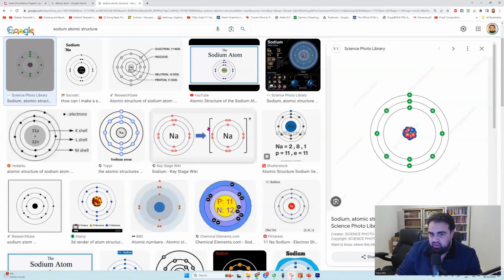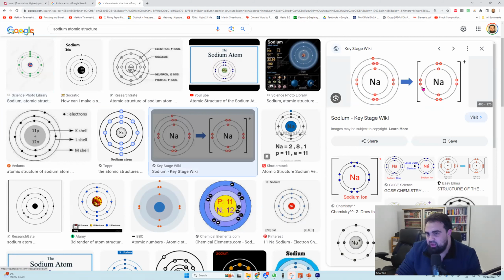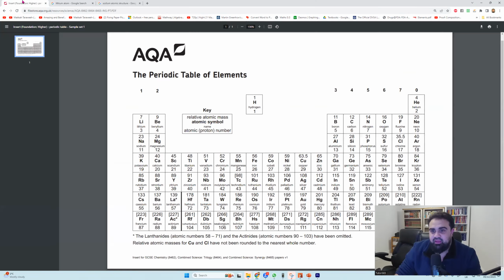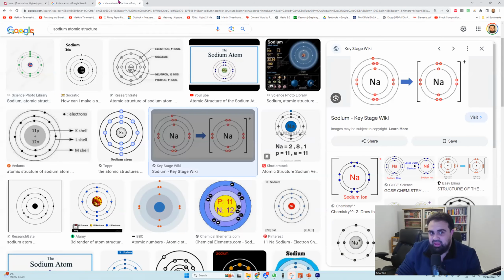And you see it loses that 1 to become a +1 ion. Do you see that? And that's why if you look on our data sheet as well, sodium has a +1 charge. Now, bromine is here. Do you see bromine? Yeah. What group is it in? It's in group 7.